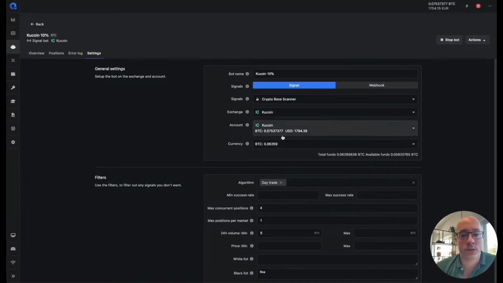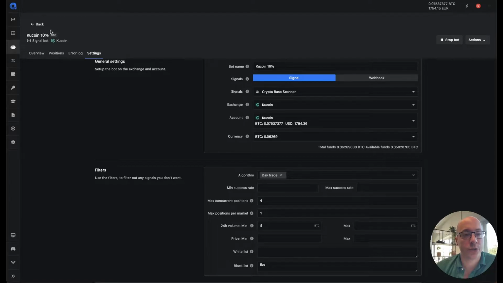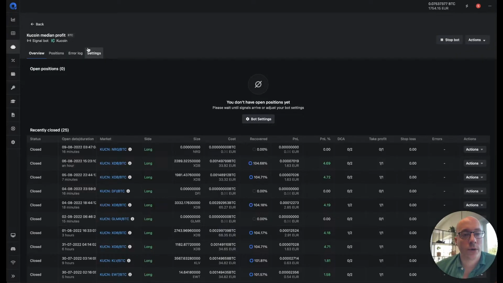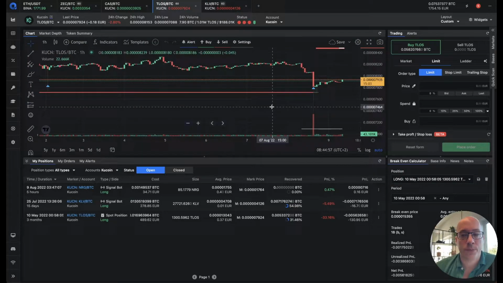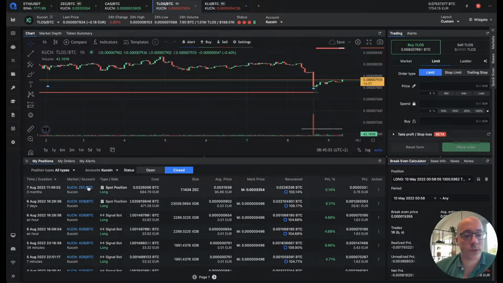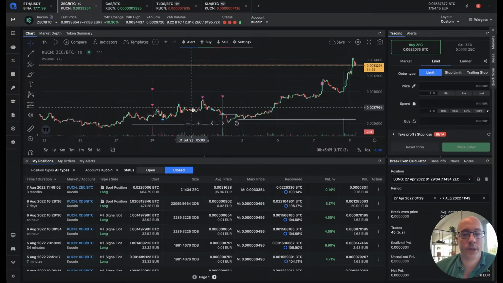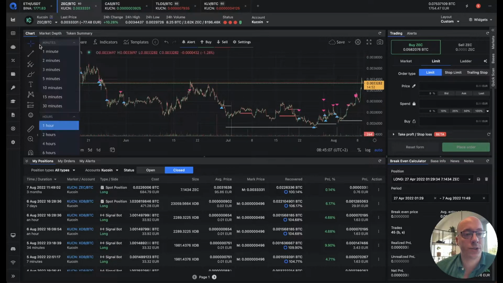Now the settings are still for concurrent positions. On the median one, we still have 3 because we have T-loss still open. So let's go to the trading terminal, and you can see the rest is all closed, with the recent one being closed, ZEC, and ZEC was a long-running position.